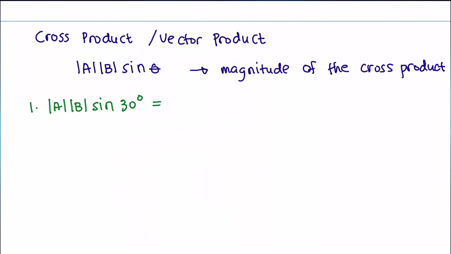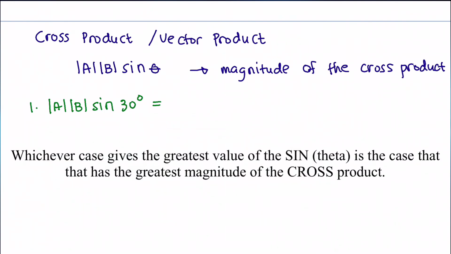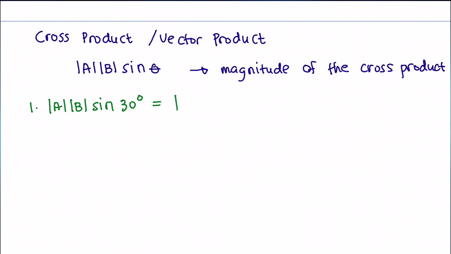And similarly, all we need to concern ourselves with is the value of the sine theta. Whichever case will give us the greatest value of the sine theta will be the case that would give us the greatest magnitude of the cross product. We will have in this case A, B, sine of 30 degrees is equal to 0.5.